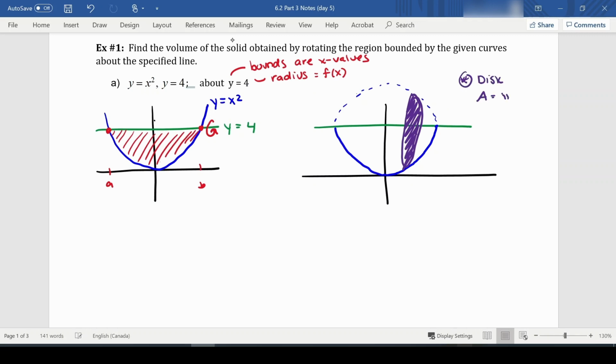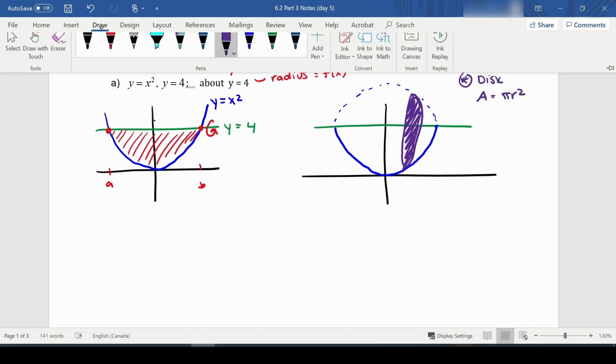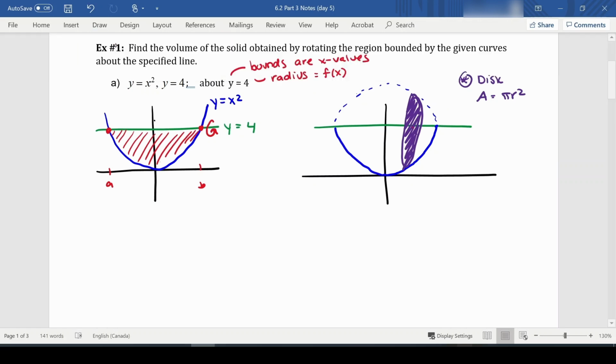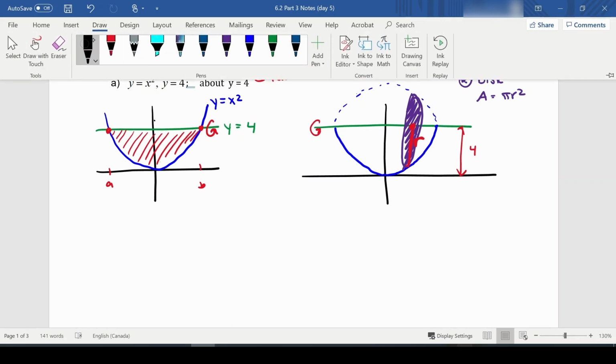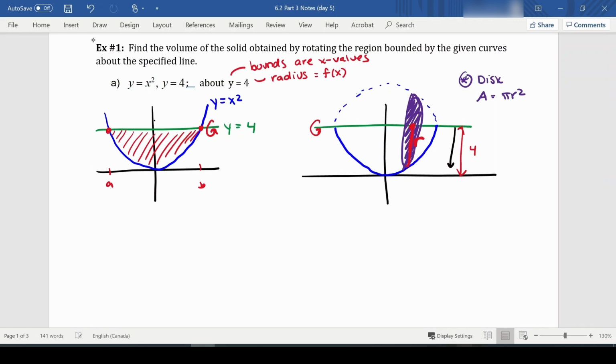So we should have A equals pi r squared. We don't have a big R and little r, just one. And the question is, what is the radius of each of these discs? The radius would be this chunk here. And what is that radius? Well, this entire distance here is 4 because we're rotating around the line y equals 4. But that's not the radius. The radius is only this chunk. So it's a little bit shorter than 4, and the question is by how much?